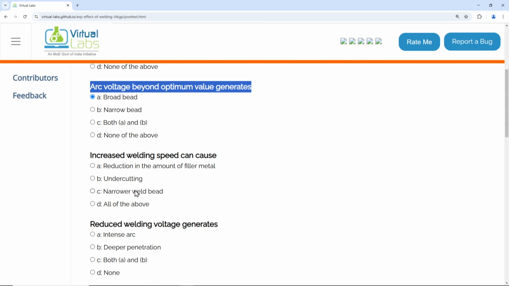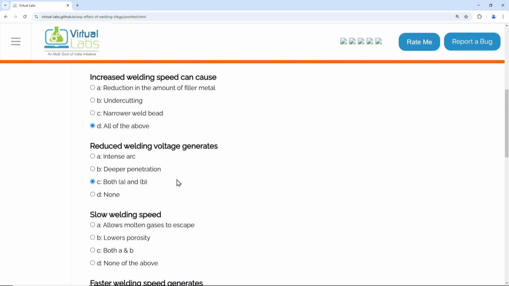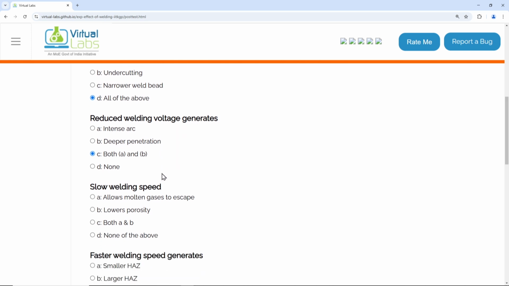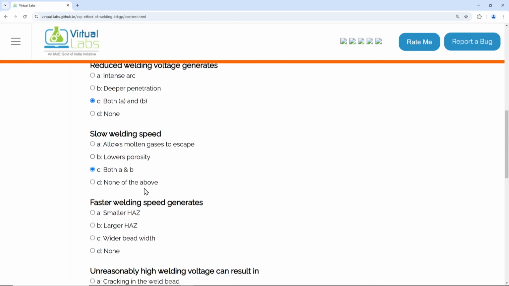Increased welding speed can cause all of these. Reduced welding voltage generates intense arc, deeper penetration. Both of them are generated with reduced welding voltage. Intense arc could be there, deeper penetration could be there. Slow welding speed allows molten gases to escape, lowers porosity. Both of them are the output. If the slow welding speed is there, it allows molten gases to escape, the porosity lowers.